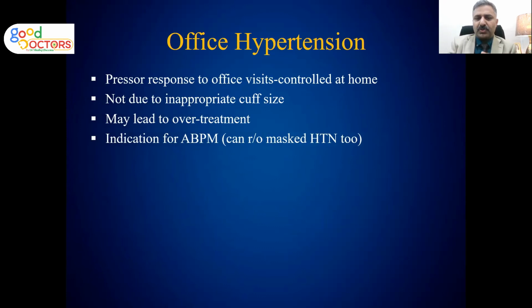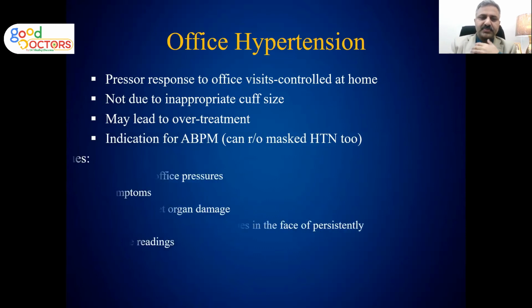This is one of the indications to use ambulatory blood pressure monitoring. It could also rule out mask hypertension, which is a mirror image of office hypertension. The blood pressure is low in the office, high at home.